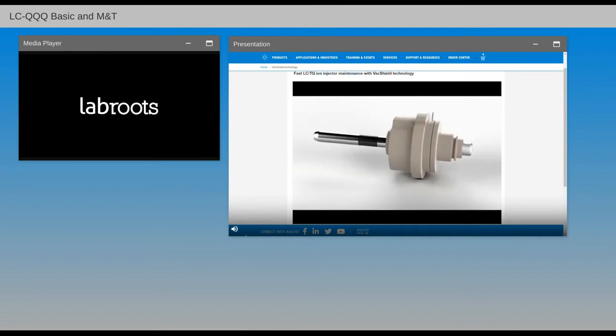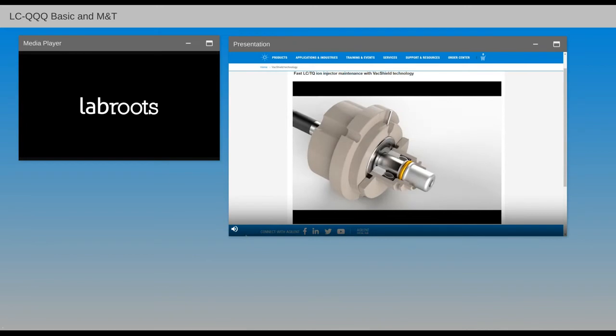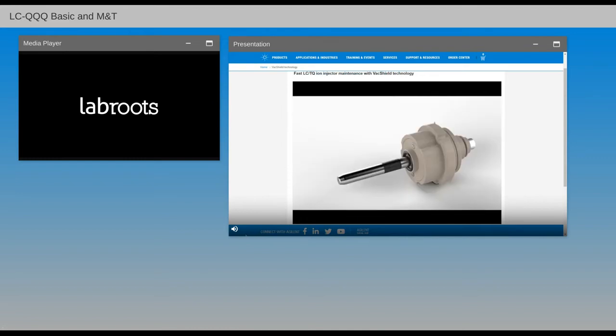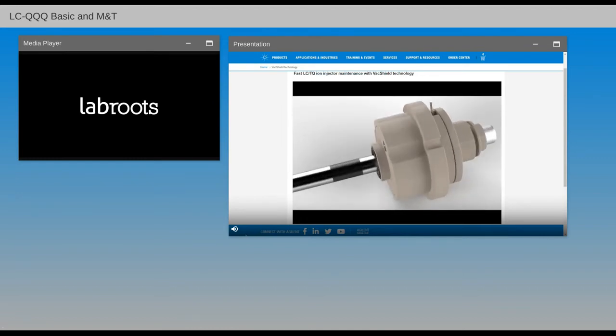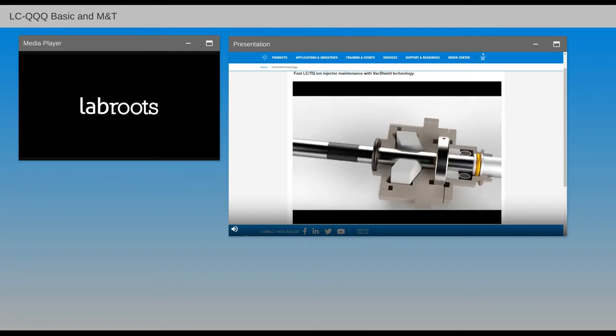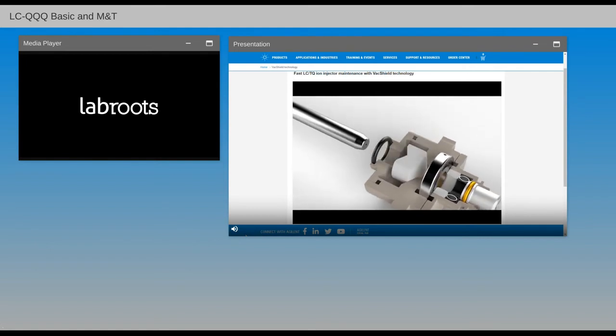As the capillary is withdrawn, it passes a seal that allows the vacuum within the instrument's manifold to enter the VacShield valve. Further withdrawing the capillary allows differential pressure to seal the void left by the tube via two small valve elements.